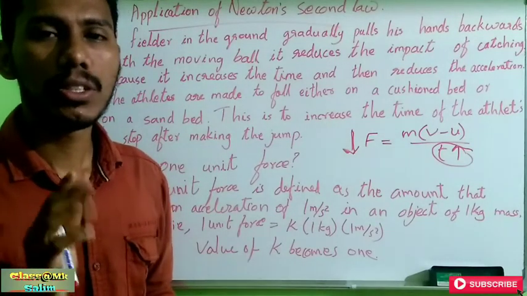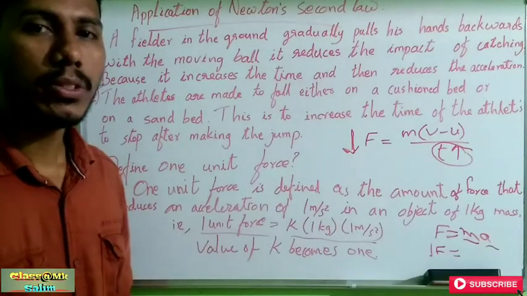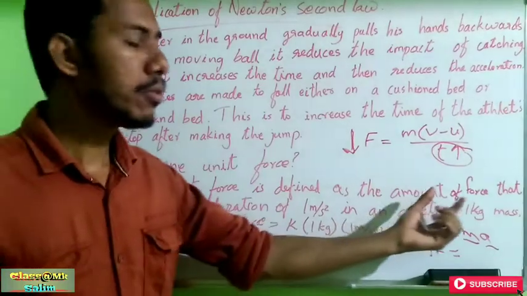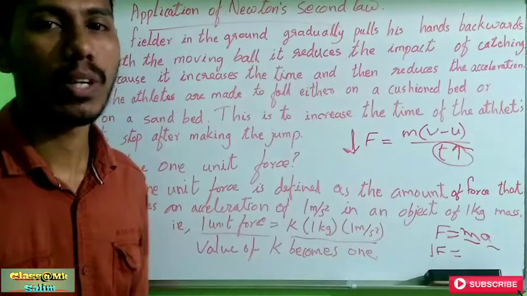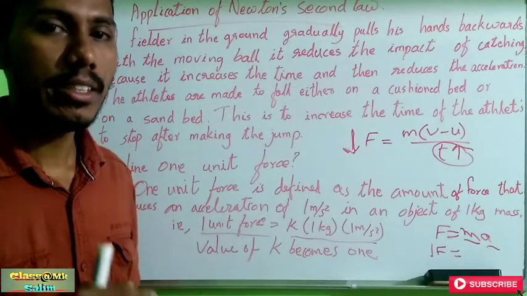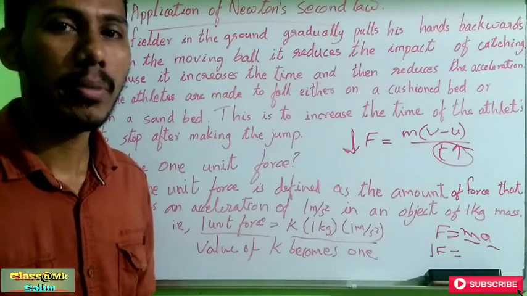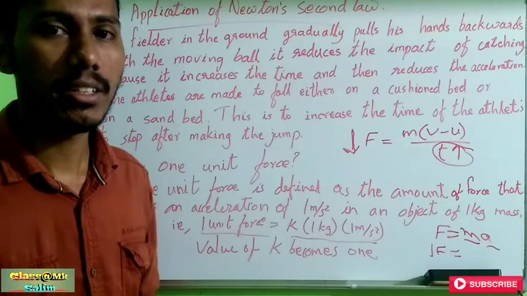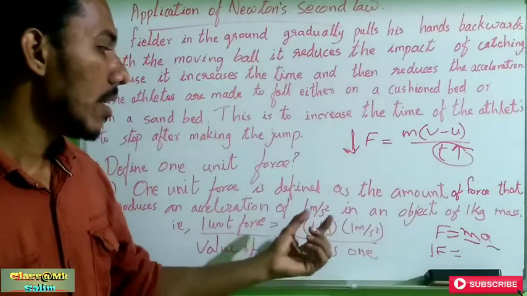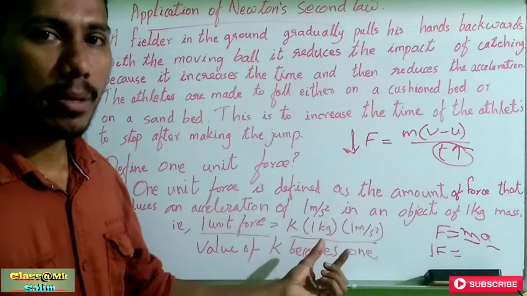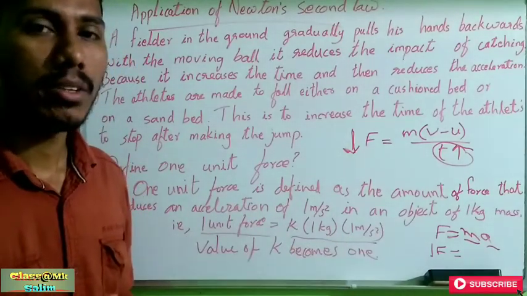Then, define one unit of force. One unit of force is defined as the amount of force that produces an acceleration of 1 meter per second square in an object of 1 kilogram mass. When we take an object of mass 1 kilogram and move that object with an acceleration of 1 meter per second square, then the force we provide is one unit of force.